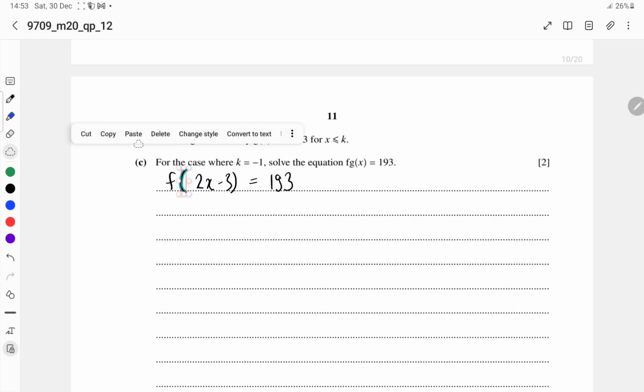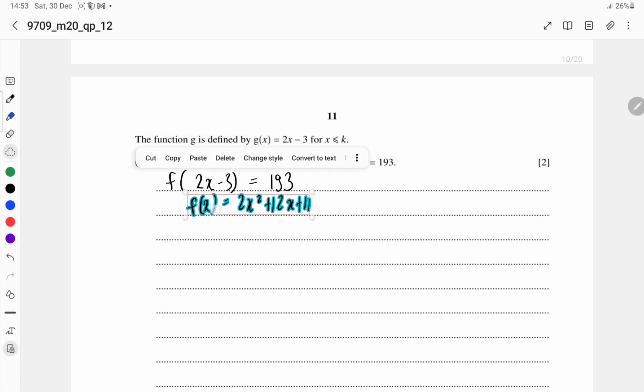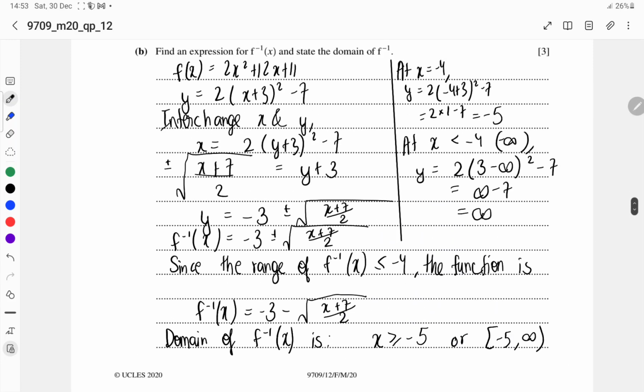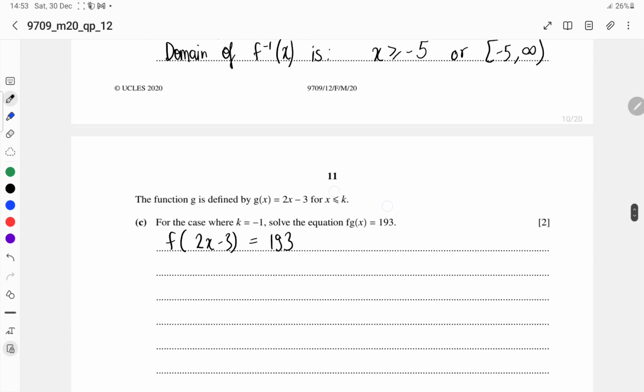And then we need to paste our original function. Let's just paste our original function, this. So what we need to do is 2x squared plus 12x plus 11. Okay, now I remember this. Let's just copy the better half of our function. It's 2(x plus 3) whole squared minus 7.